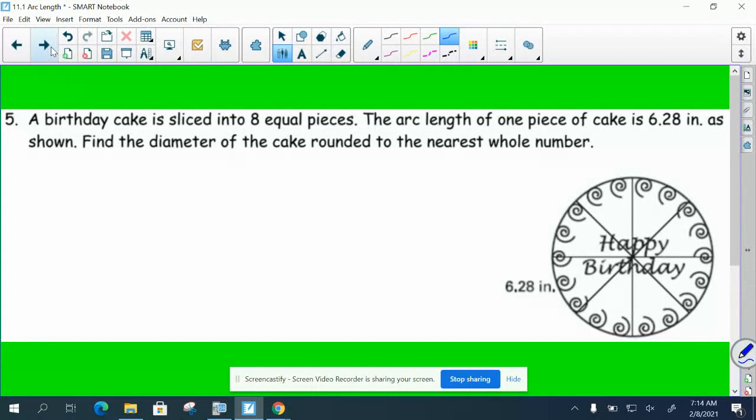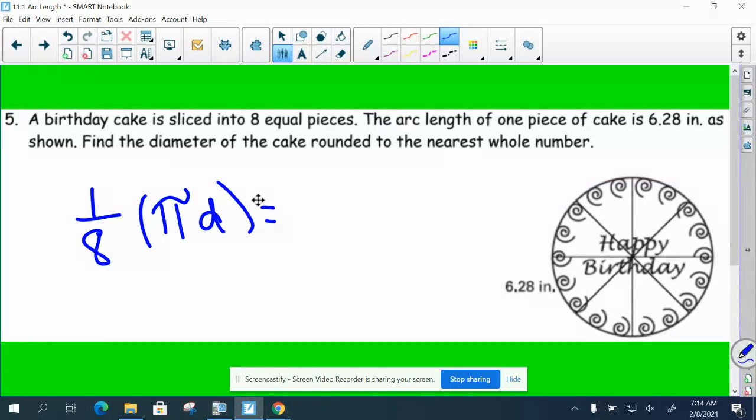Let's see. So 11.2 is when we talk about areas. So let's look at this one real quick here. I don't think there's a whole lot. So find the diameter, this is the other one where we are finding the diameter, and it's split up into 8 equal pieces. So that means you don't need to divide 360 by 8. You can just write it as 1/8. So 1/8 times pi times diameter equals, this one is important.